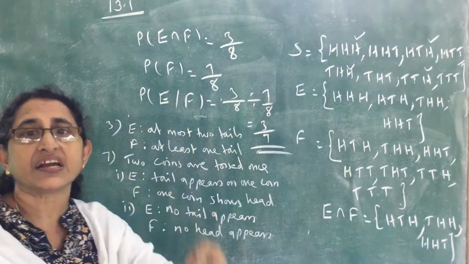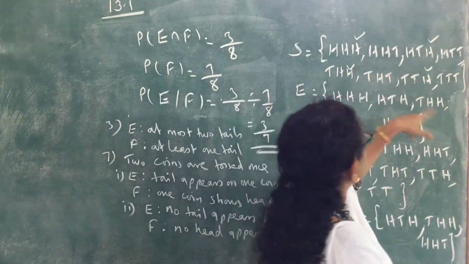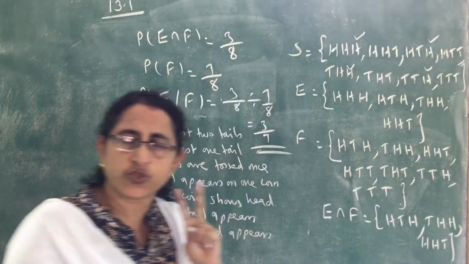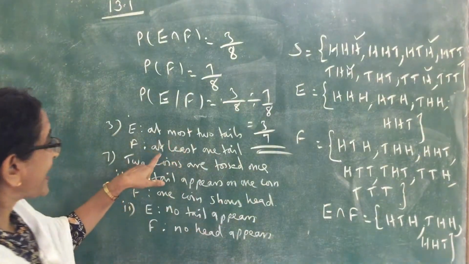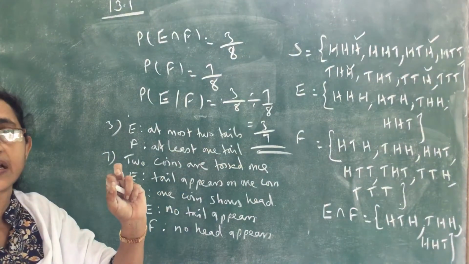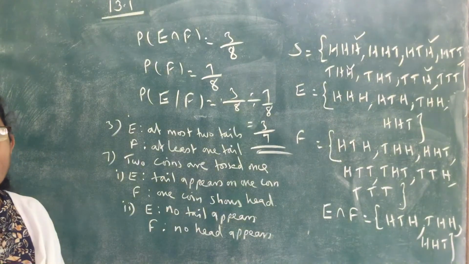Maximum two tails means write the elements with two tails, like T, T, H. Then write one tail, then zero tail. Then at least one tail means minimum one tail, so you can write one tail, two tails, three tails. Like that you write all the elements.